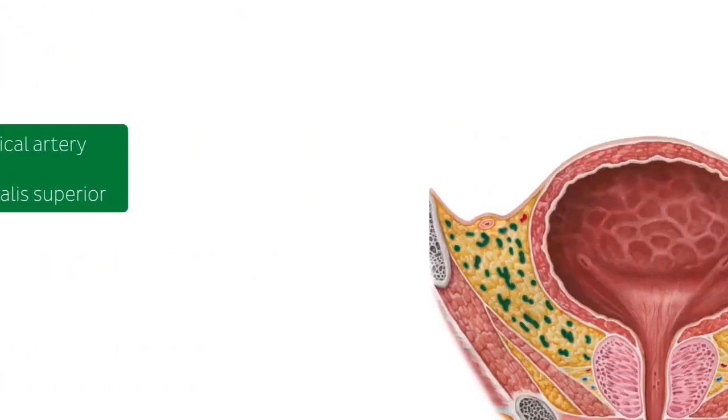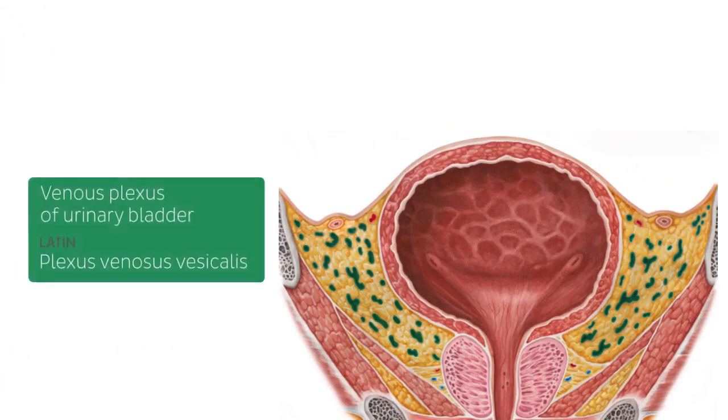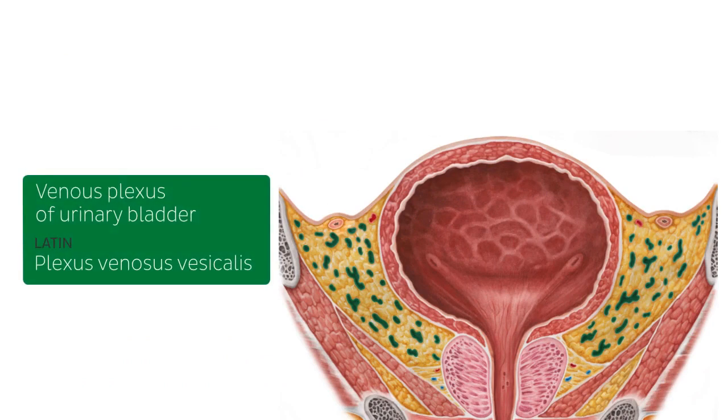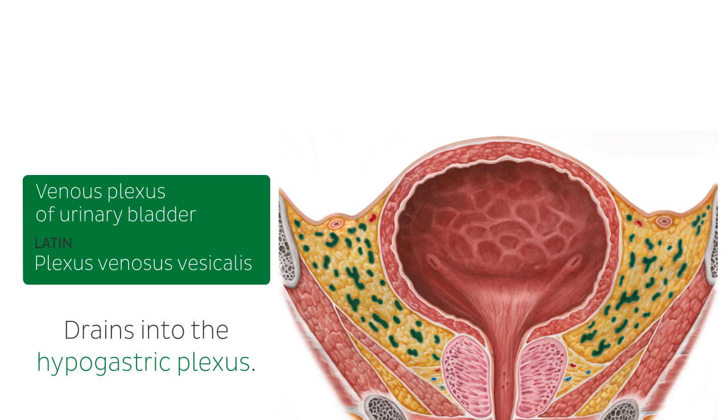Speaking also of veins here, you can now see from the coronal section the venous plexus of the urinary bladder. Now, all these structures highlighted in green, these collectively are known as the venous plexus of the urinary bladder. Now, this plexus is found primarily on the inferior aspect of the urinary bladder, and it drains into the hypogastric plexus via the vesical veins.